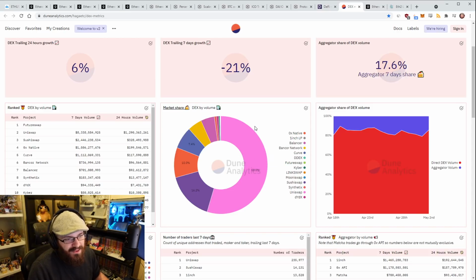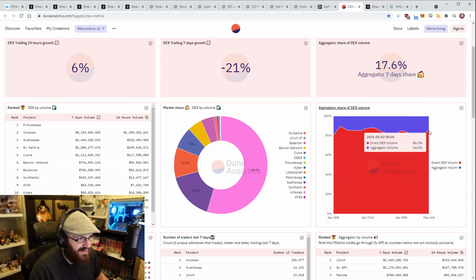Uniswap still has 55% dominance, with SushiSwap at 16%, 0x at 10%, which has been the breakout star actually lately. 0x was not doing much volume for a very long time, but now they're doing a lot thanks to their 0x API and Matcha decentralized exchange aggregator. And then you can see there's a bunch of other ones like Curve and Bancor and Balancer and all the rest here. And then on the right, you've got the aggregator share of decentralized exchange volume, which has remained steady. Again, it's about 14%, and direct DEX volume is 86%, which is quite insane, right?